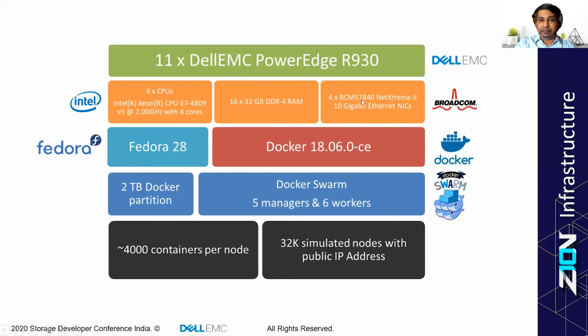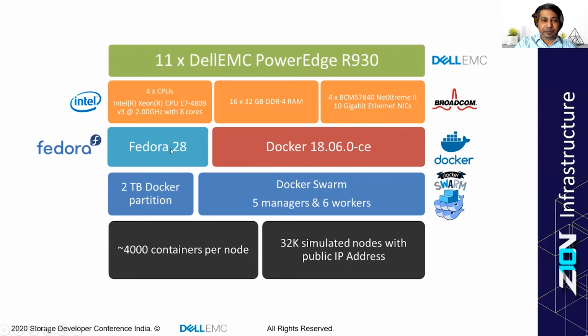We do have 4 Broadcom 10 gig Ethernet NICs on each of these devices, which we've teamed to be able to take care of the bandwidth, because there's a lot of traffic flowing between the management station or the management client and these simulated devices. So we wanted to ensure that that's not a bottleneck.